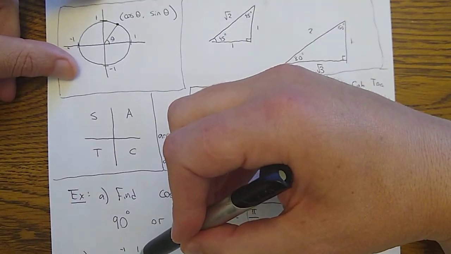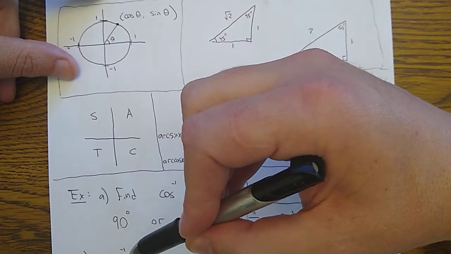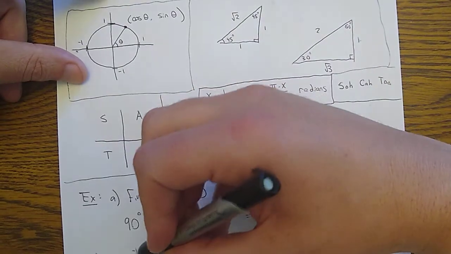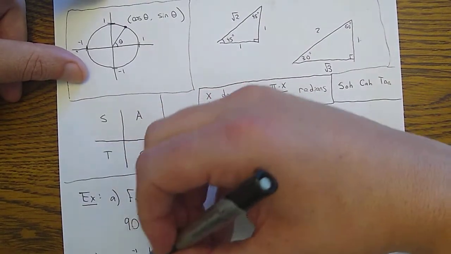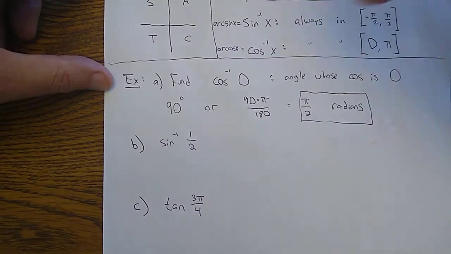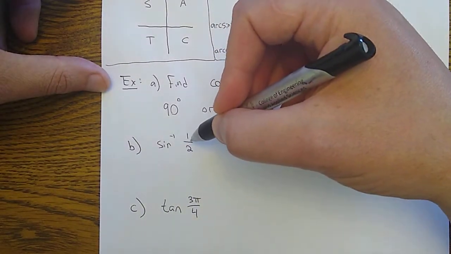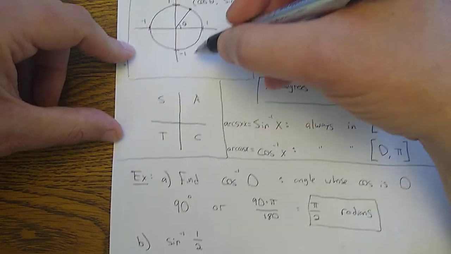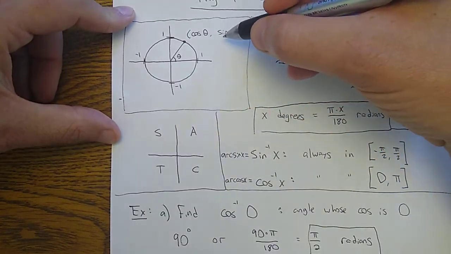Arc sine of 1/2. Now I have to think. I could try the same method, because this is like I want to find an angle whose sine is 1/2. I could look at this picture, but I'm going to have a hard time.